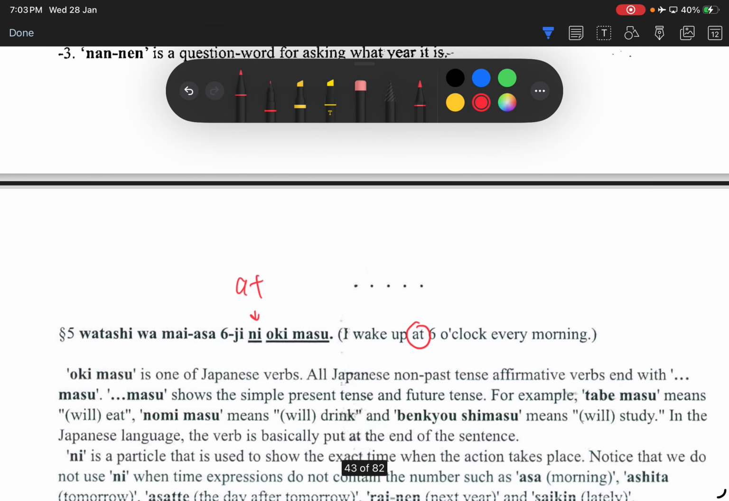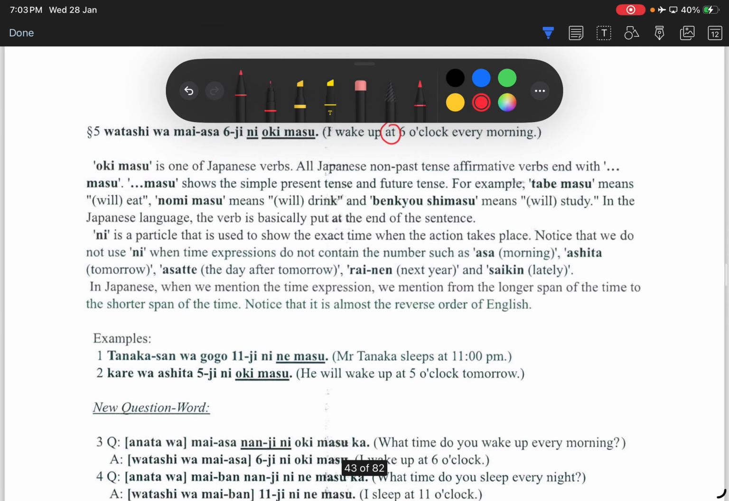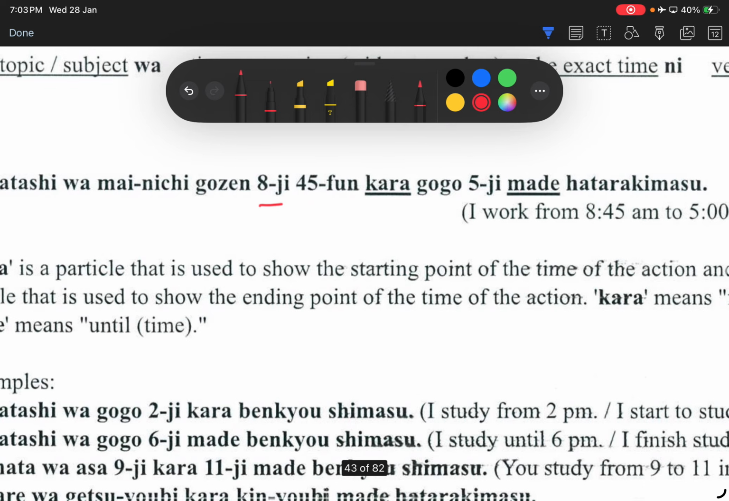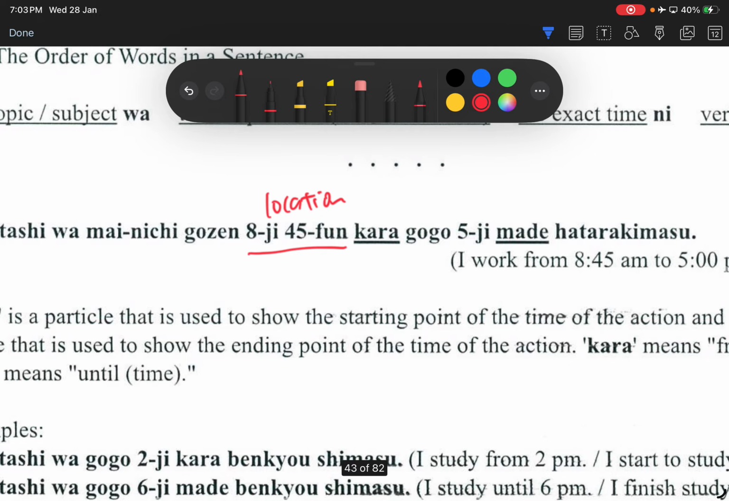This is lesson 6, 6-4. Okay, and then next we have our number 6. 私は毎日午前8時45分から午後5時まで働きます. So から and まで, right? In English we say from, until. So this can be used for time. For example, we tell time. We can also use it to tell location. We can also use it to tell, for example, I'm gifting someone. Like I give this prize from me to you.